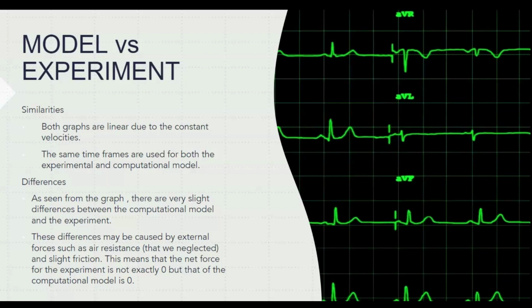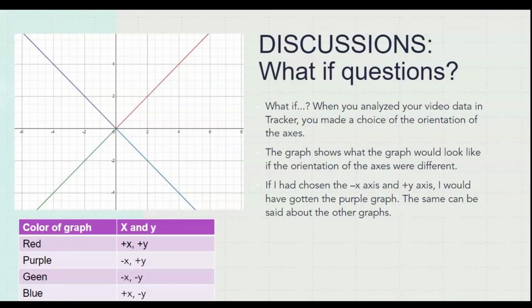There are some questions that we may ask ourselves after performing this experiment. This graph shows what the graph of the model would look like if the orientation of the axes were different. That is, if I decided to create the graph in the second, third, or fourth quadrants instead of the first. I think the magnitude of the velocities would be the same in all, but the direction would change depending on the quadrant chosen.